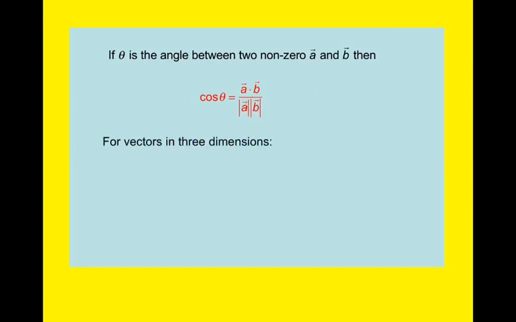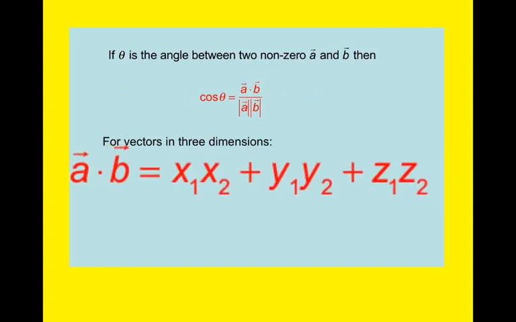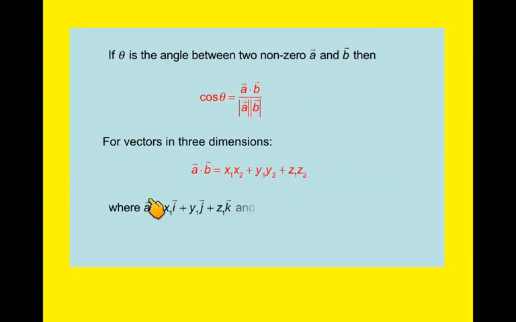You should note for vectors in 3 dimensions that A dot B is equal to x1 times x2 plus y1 times y2 plus z1 times z2, where A is equal to that vector and B is equal to that vector. Okay, so it's just a brief introduction to the scalar product. You don't really need to know the properties. What you need to know is this in order to find the angle between two vectors, which is its main use.